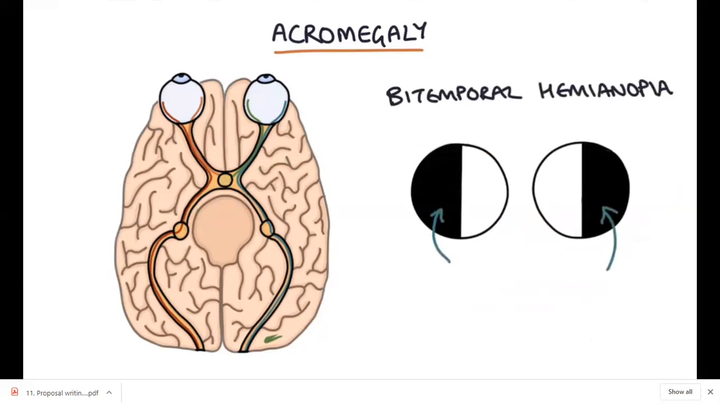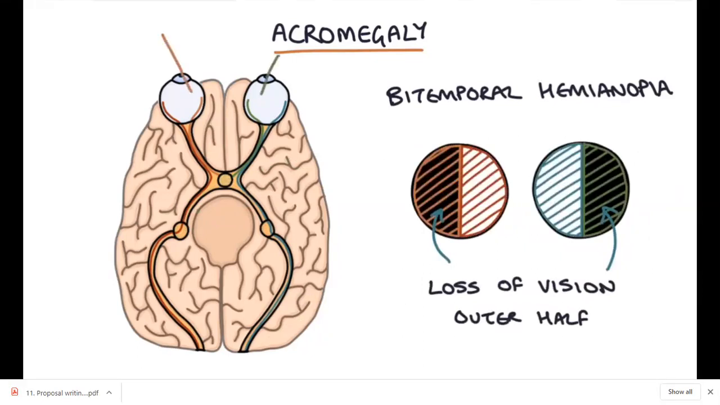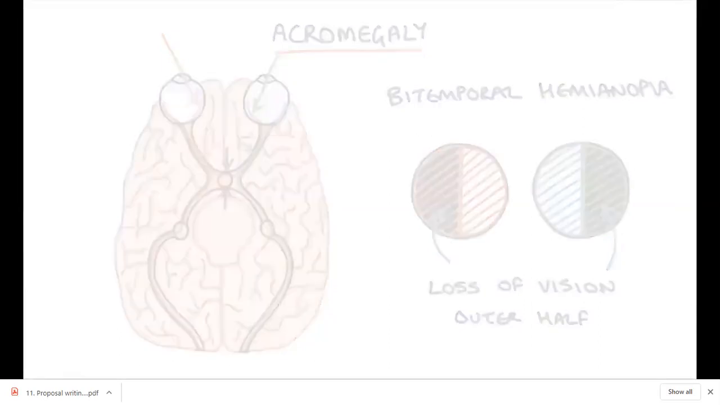So this is basically a loss of vision of both of the outer halves of the eyes, because as the visual signals from the optic nerve come through the optic chiasm, the signals that sense the outer part of the visual field cross over in the middle, and it's this middle part that is pressed on by the tumor, and this causes loss of vision of the outer sides of the eyes, which we call bitemporal hemianopia.